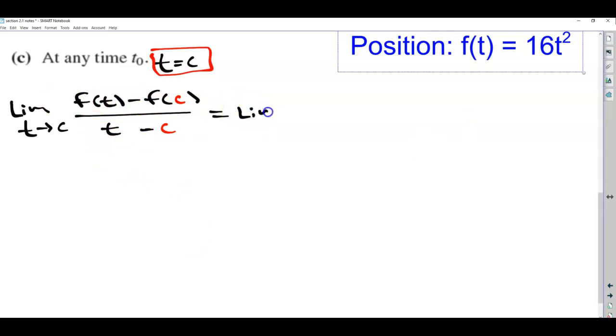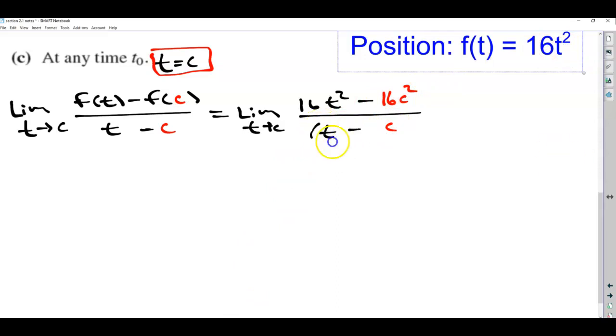Well, we already know what f of t is. F of t was 16t squared. And what happens when I plug c into that? I get, instead of a t, it becomes a c. And then on the bottom, we still have t minus c. And notice here, you're going to notice a lot of similarities in the work we do. I can't plug in c into t because c minus c is 0.